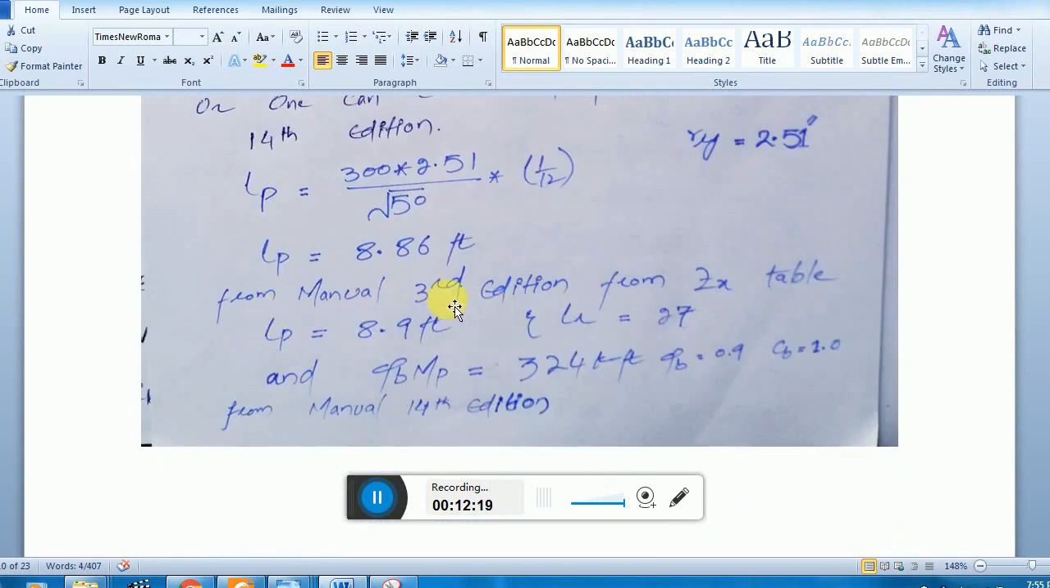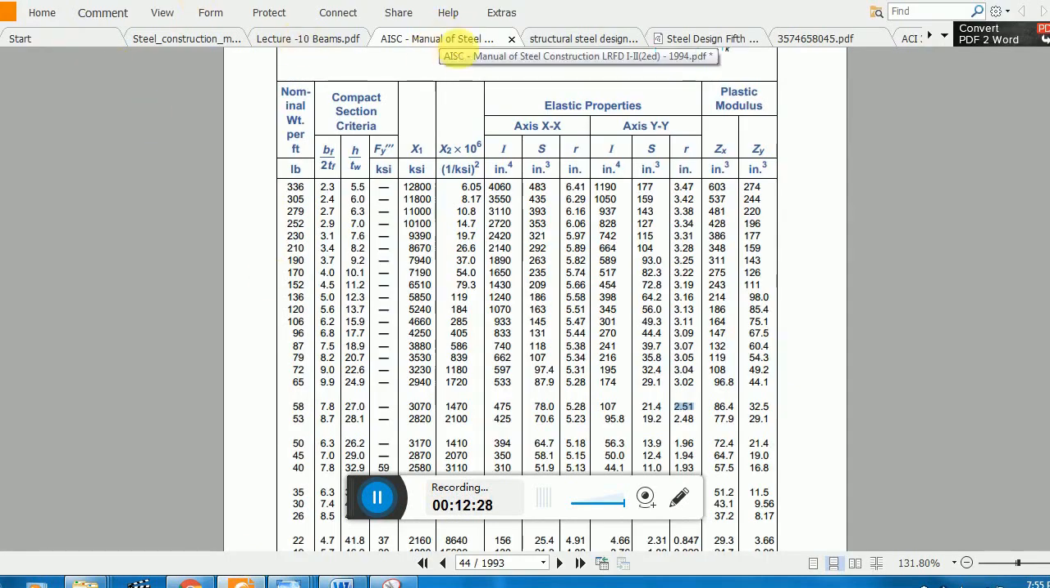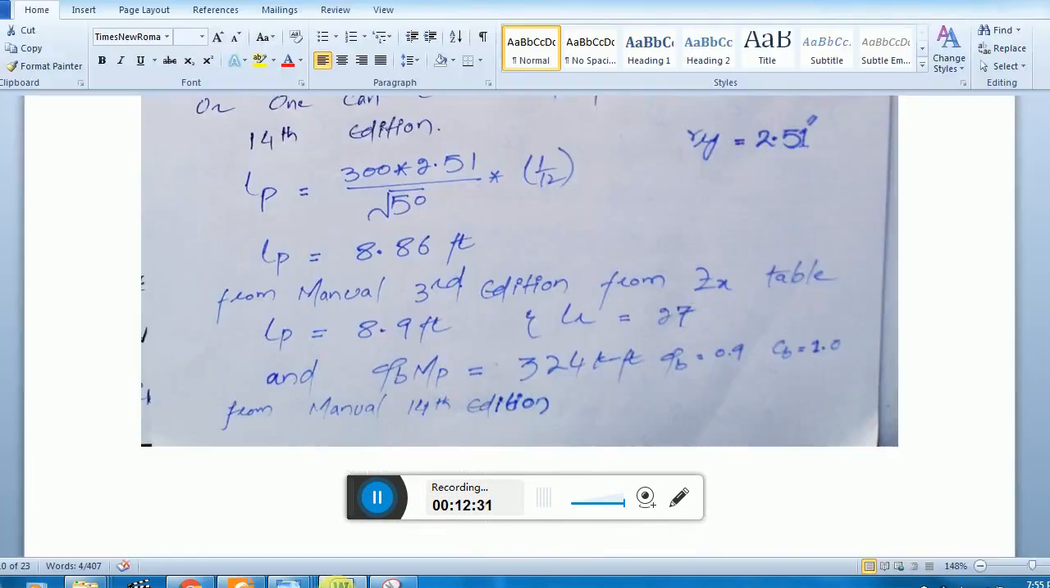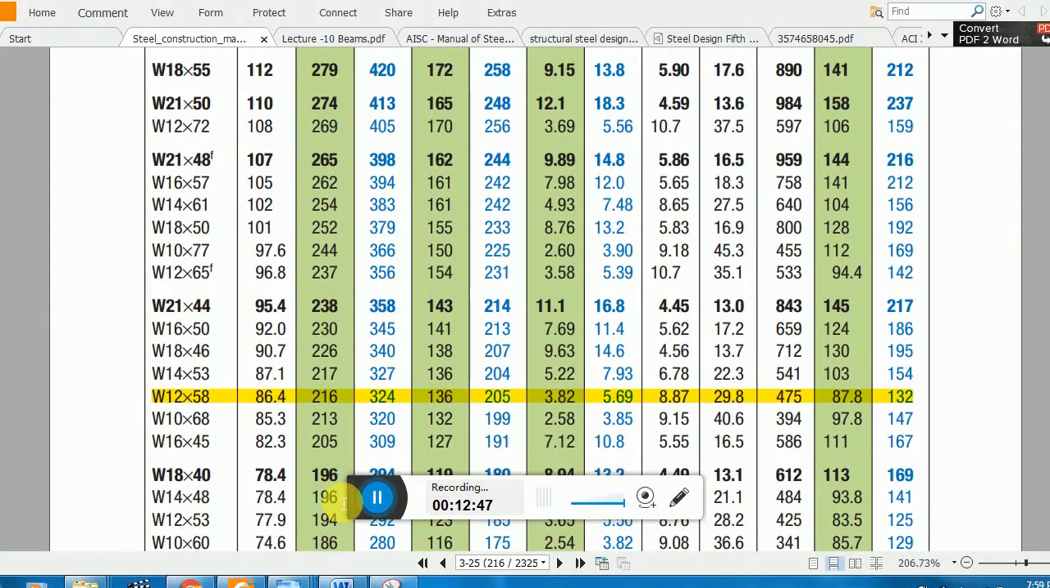From the 3rd edition manual, from the ZX table, you can choose the value of Lp directly, that is 8.86 feet. So let me show you where this value is, 8.86. If I don't use this equation, how can I choose this value directly from the manual? The value is basically in the 14th edition manual.